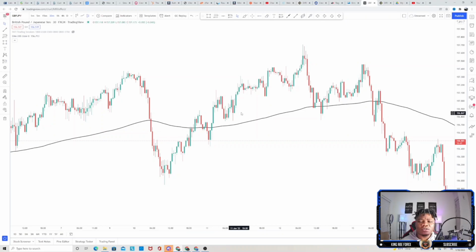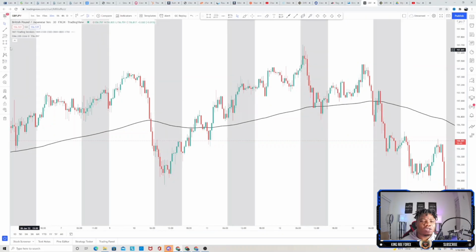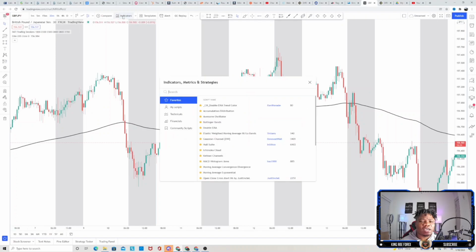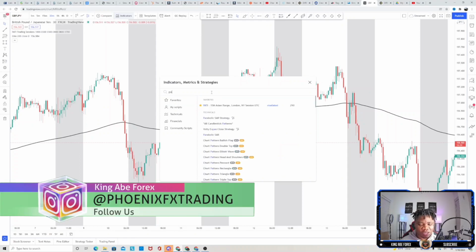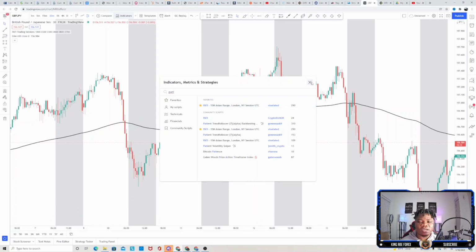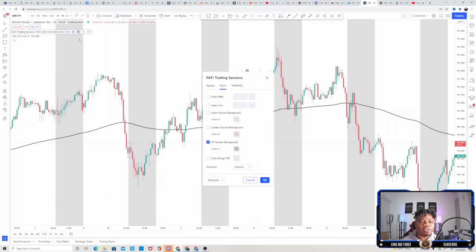Or what you can do, because I recommend only trading during your session. So if you trade New York sessions, only trade during the New York session, and if you trade London sessions, only trade during the London session. One indicator that I like to use for trading sessions is the Pati trading sessions indicator. To use it, you go to indicators, search for Pati, and it's going to pop up. Once you see it, you click on it, add it onto your chart, and go to settings.